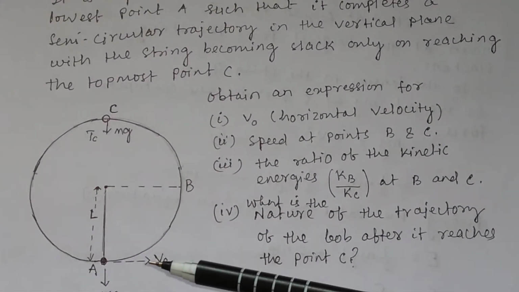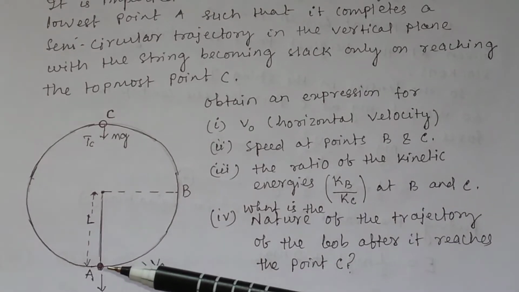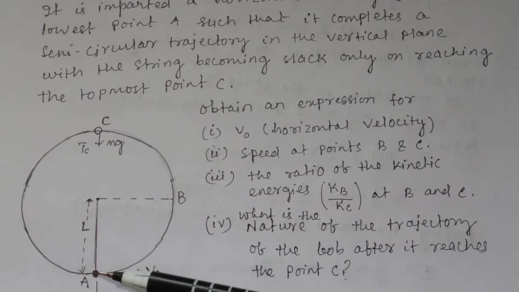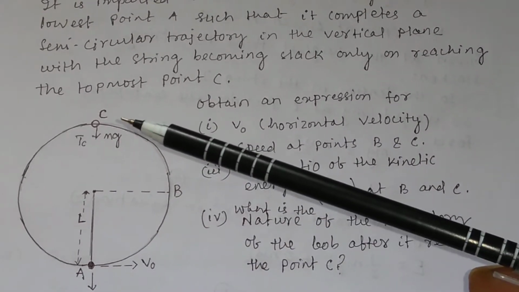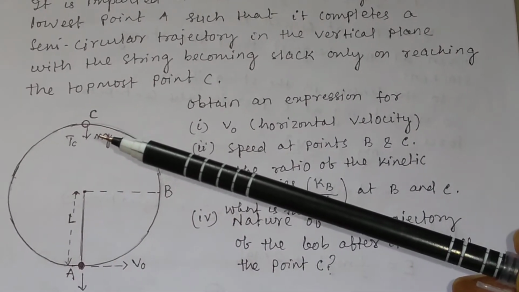So here we have given a horizontal velocity v0 at the point A. We are giving a horizontal velocity v0 such that this bulb is coming to this highest position C, and at this highest position the string becomes slack.